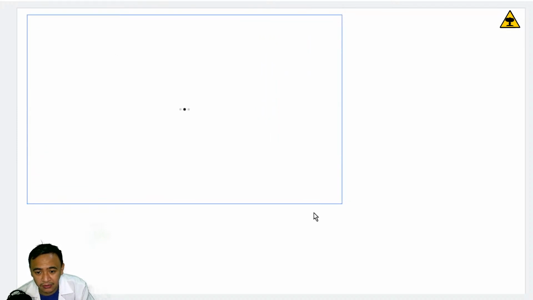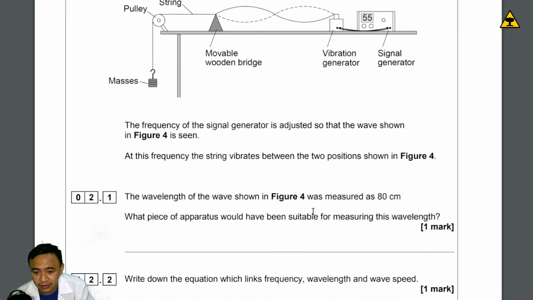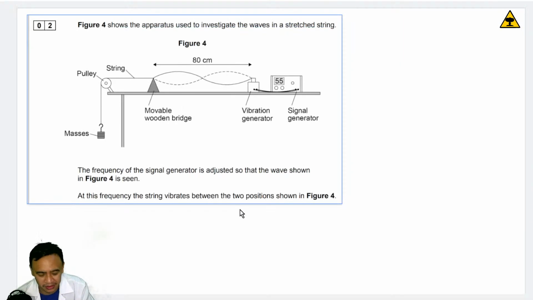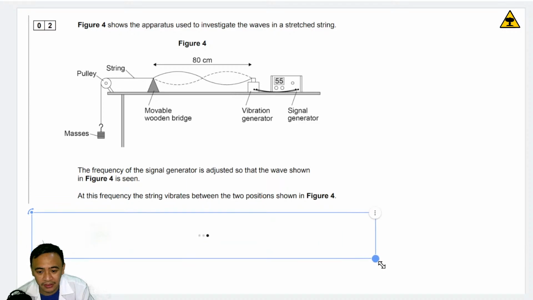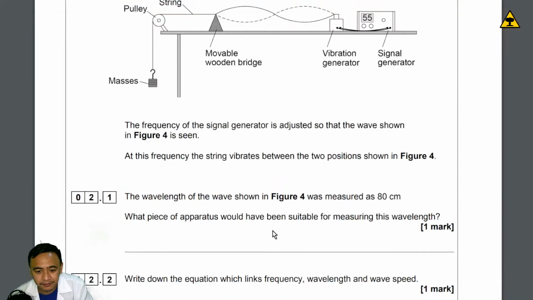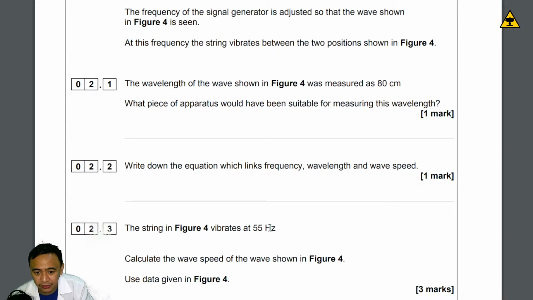First question here: the wavelength is measured as 80 centimeters. So, of course, this should be an easy one to answer. What piece of apparatus would have been suitable to measure this? A meter rule. Okay, a meter rule, correct? That's a meter rule.